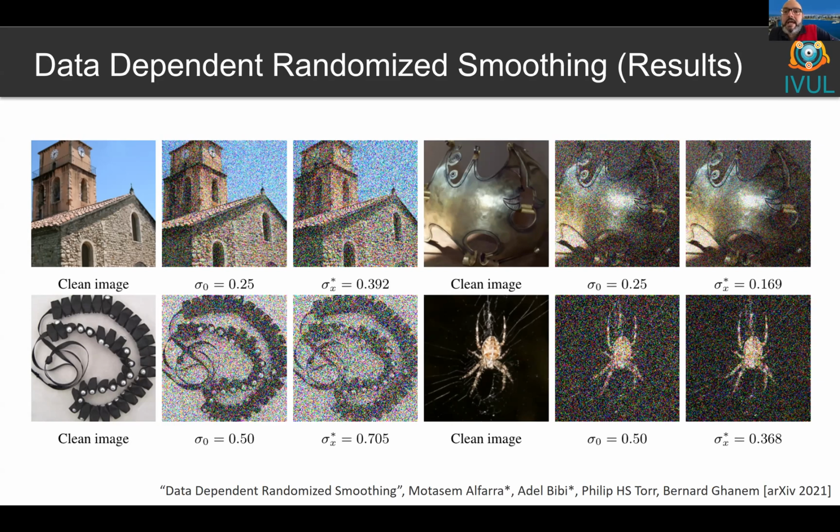You have a clean image, a sigma 0, which is the usual constant sigma that's used in randomized smoothing, and the sigma x star that we solve for. You see in the building case that it's much higher than 0.25, much higher than the standard sigma 0. But for other images, 0.25 is too high. That means these images are closer to the decision boundary, so the noise that you're adding might be too much, and it might make them flip over to the wrong side of the decision boundary. So even the qualitative results make sense for why you should have data dependent smoothing and have the smoothing factor be different depending on the image itself.